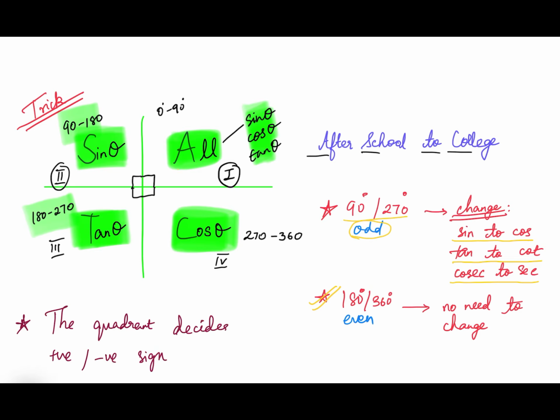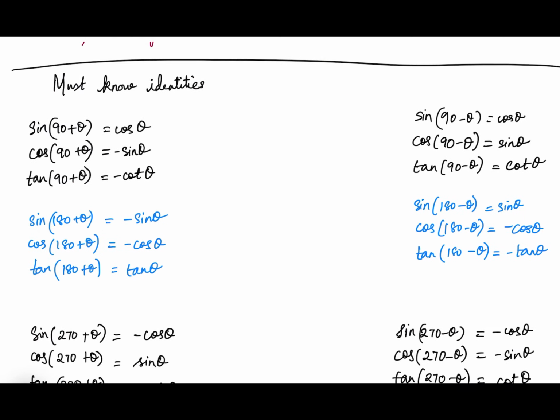And one more thing, the quadrant decides the positive or the negative sign. As I told you, in first quadrant, everything is positive, all. Sin theta, cos theta, tan theta, everything is positive. In second quadrant, if you see sin theta is positive. So the quadrant decides the positive or the negative sign.